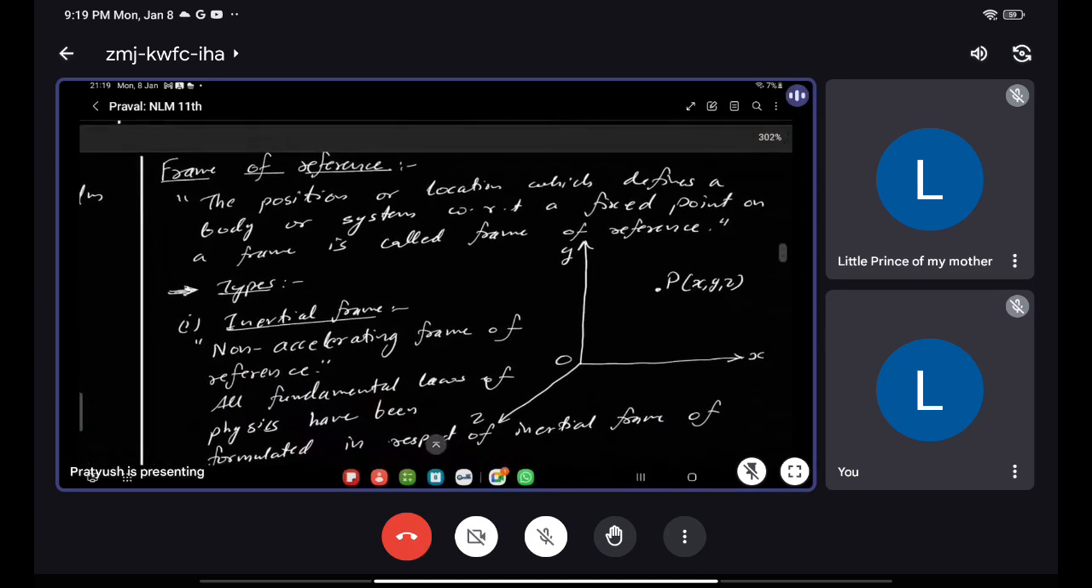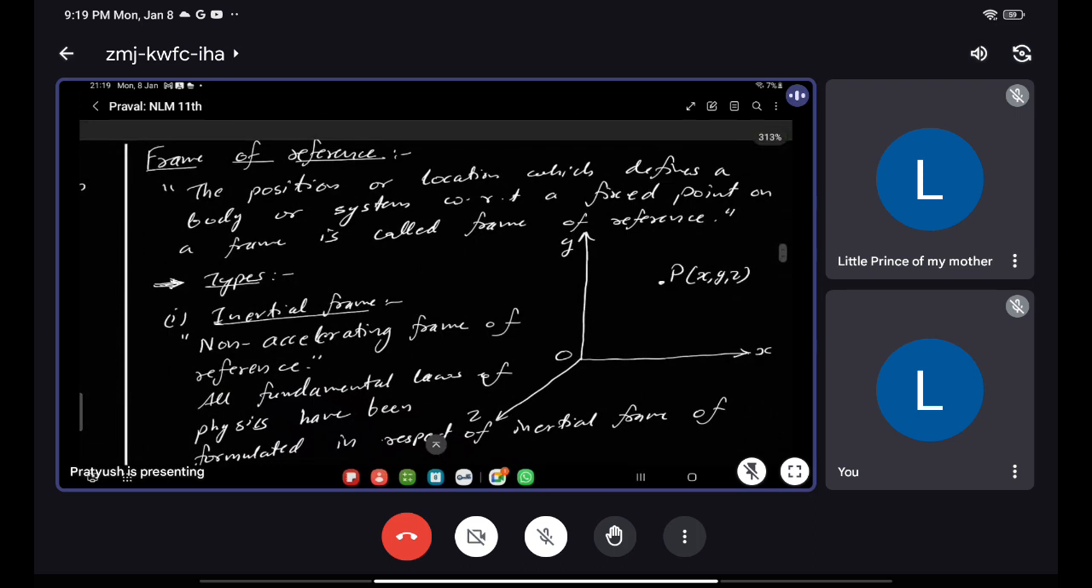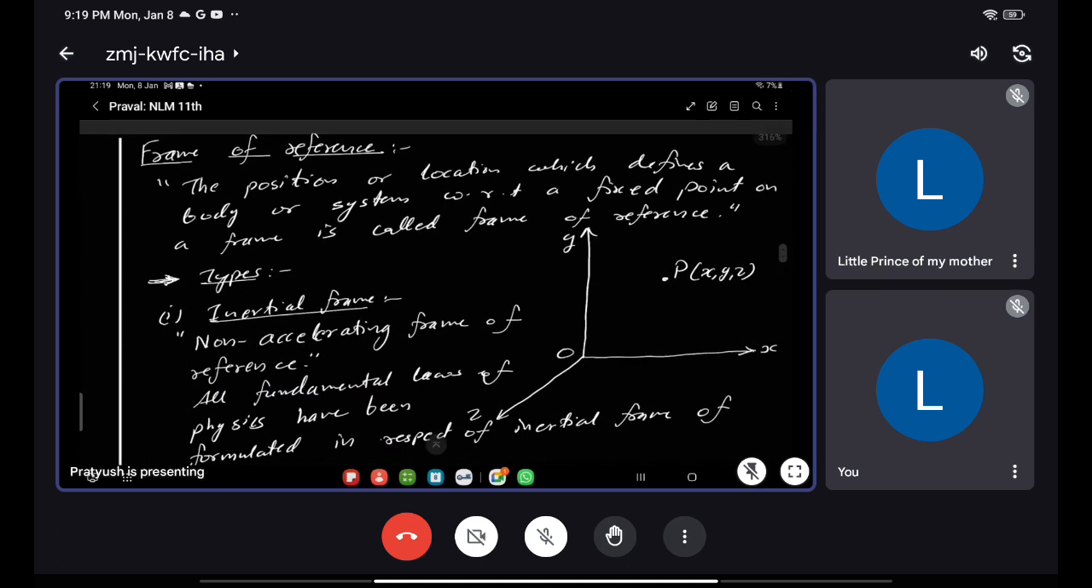Now, next is frame of reference. What is frame of reference, Hemant? Frame of reference means what? Position. Position from which you are seeing the object. That's it. Location which defines a body or a system with respect to a fixed point on a frame is called frame of reference. Now, types of frame of reference.